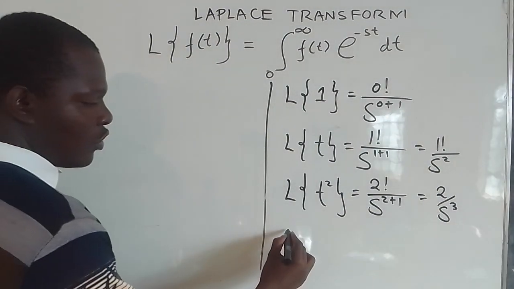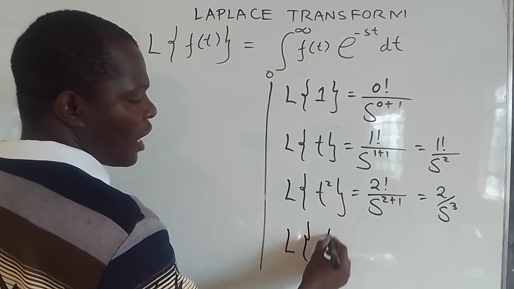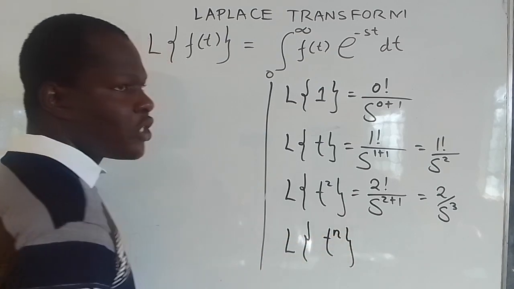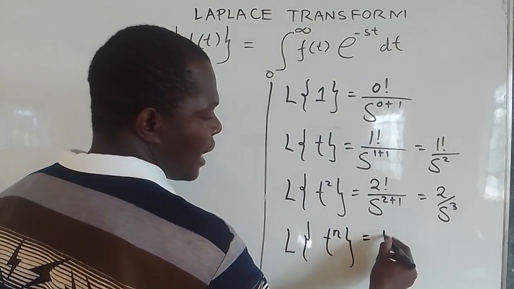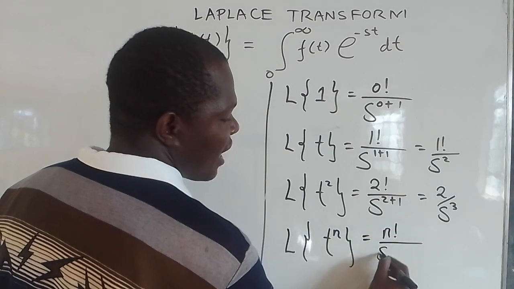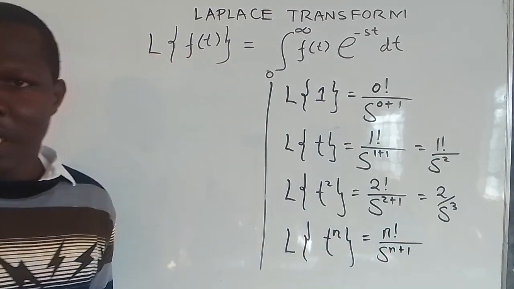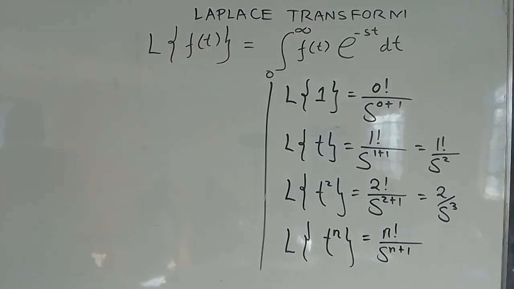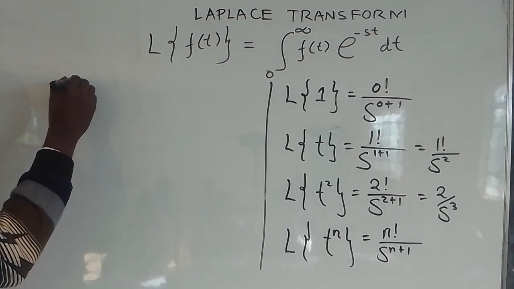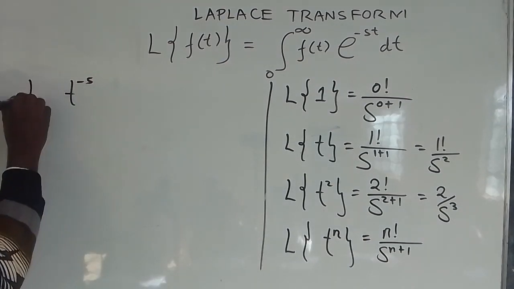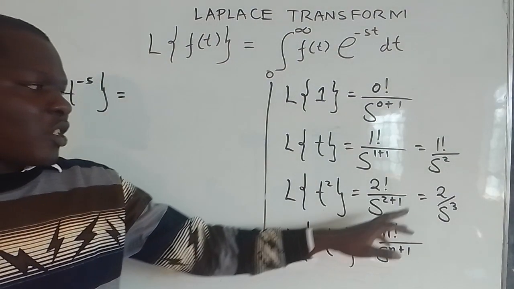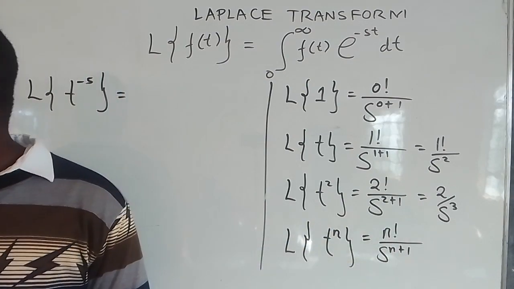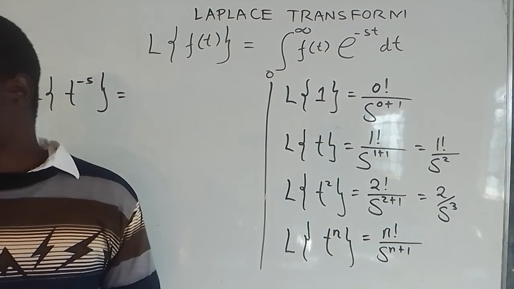Then generally, you found out that the Laplace transform of t raised to power n is given by n factorial over s^(n+1), isn't it? So in case you want to find the Laplace transform of a function like t raised to negative 5, because the factorial notation is working with a natural number, then you have to do it by definition, isn't it?